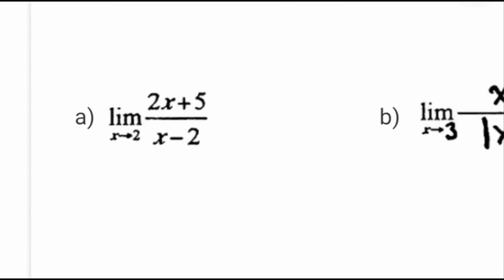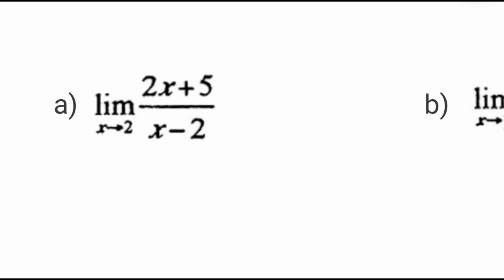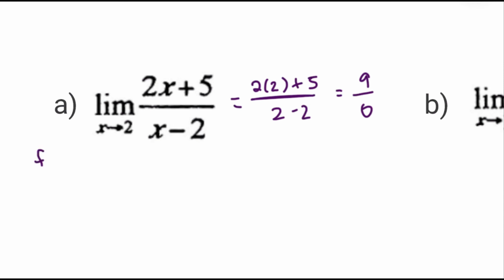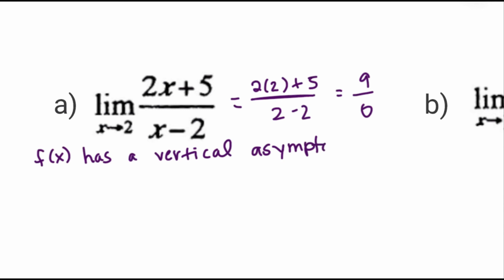So let's look at our first example. If I were to plug in 2, just plug it in, I'd get 2 times 2 plus 5 over 2 minus 2, which equals 9 over 0. So I got not 0 over 0. I know that there's a vertical asymptote. And the vertical asymptote is at 2. So I'll say f of x has a vertical asymptote at x equals 2. Okay? So this is just a regular 2.